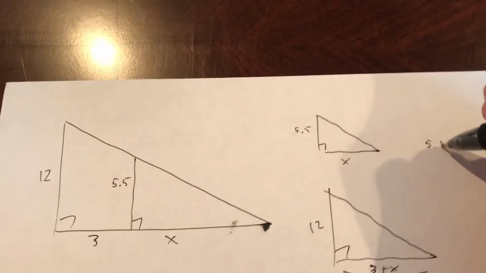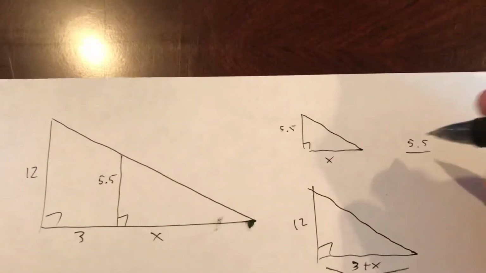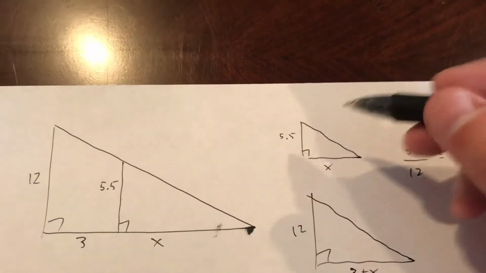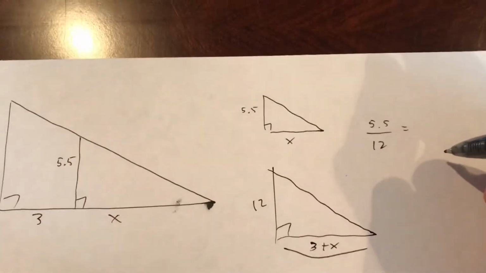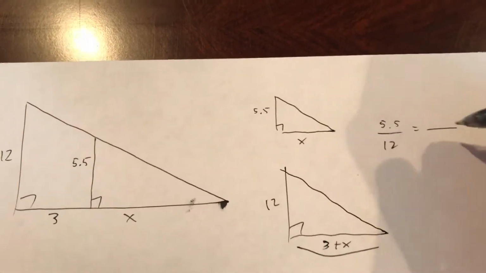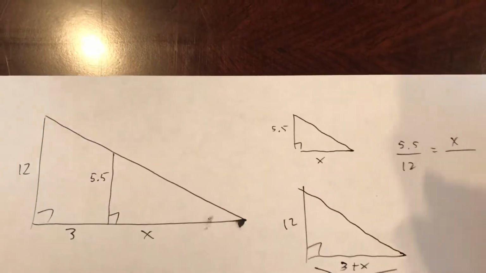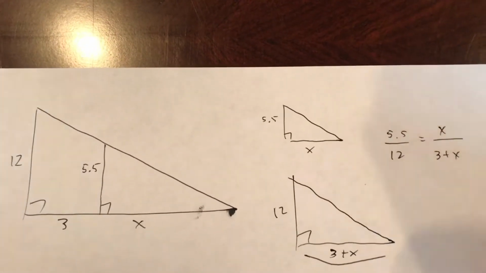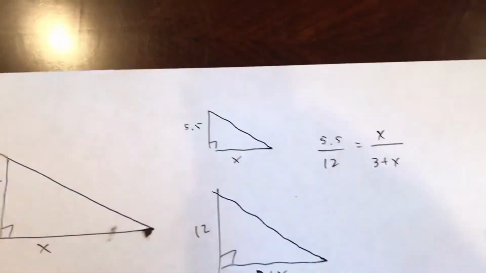So we can set up a scale factor between the two shapes. Small side of 5.5 matches up with the long side of 12 units, and that means the small side of x matches up with the long side of 3 plus x, and we just cross multiply and we solve.